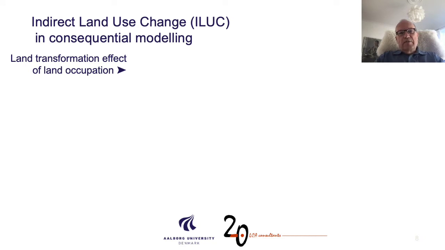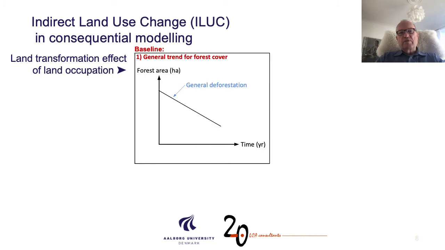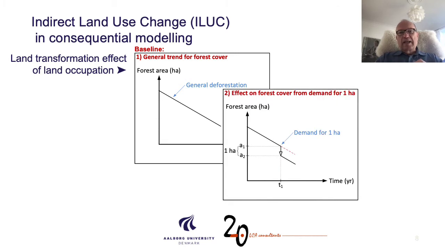Now, indirect land use change in consequential modeling looks at the land transformation effect of land occupation as a change in the general trend for forest cover. So we have a general deforestation trend currently. And what happens when we ask for more land is that this trend is slightly preponed. It happens earlier than it would have happened otherwise.